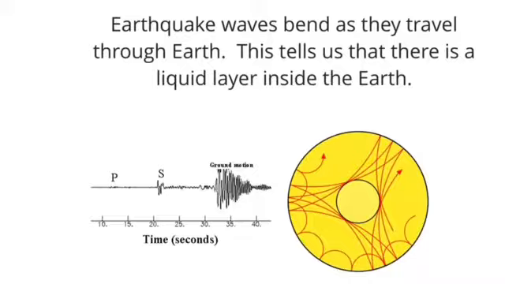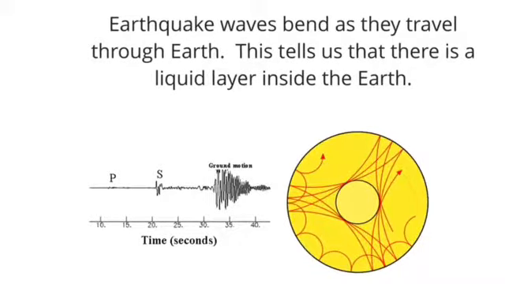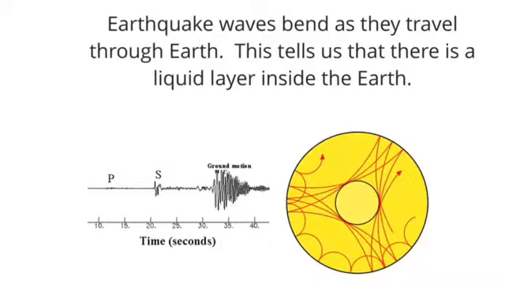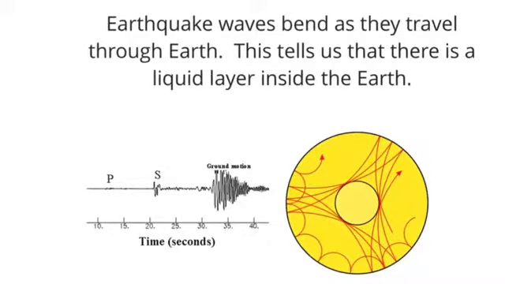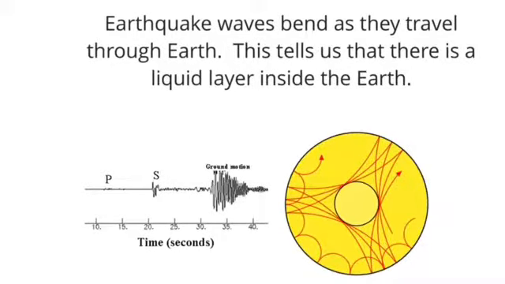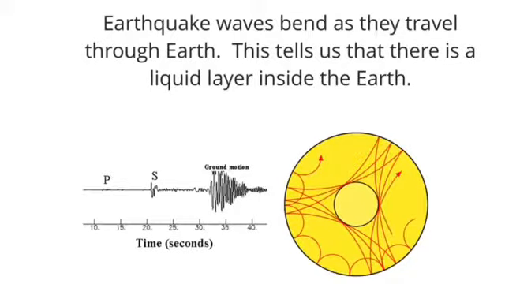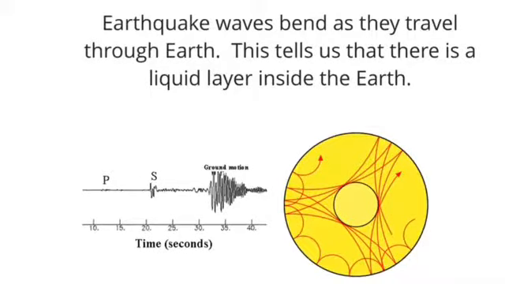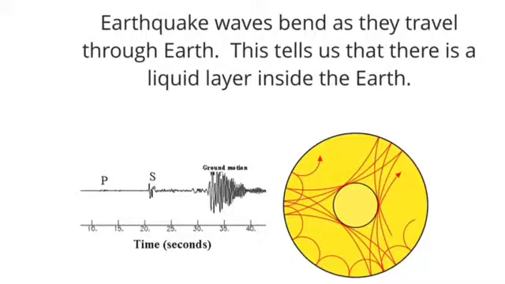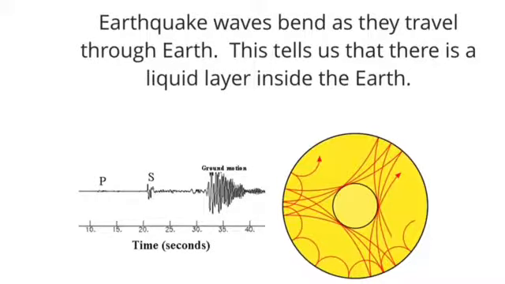One example of the kind of indirect evidence that scientists use to figure out some things about what's inside the Earth is earthquake waves. When we have an earthquake, we can measure how fast those waves of energy travel from one part of the Earth to the next. And scientists know that there are some forms of earthquake waves that just can't go through liquids. So when earthquake waves bend or stop traveling, that lets us know that there's a part of the Earth that's a liquid.